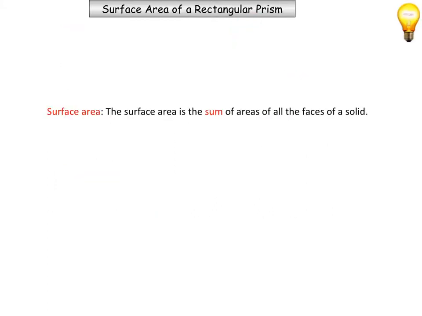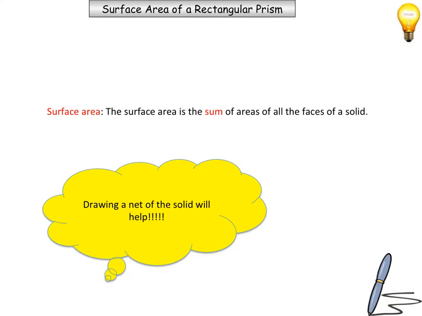So we need to know what surface area is, and the surface area is the total, or the sum, of all the areas of the faces of a particular solid. I think the easiest way to calculate the surface area, or the area on the outside, is to draw its net and then calculate the individual faces.